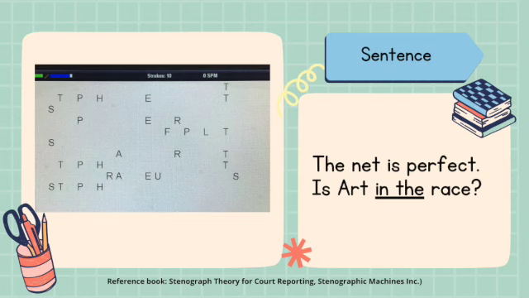And we have an example here, two sentences rather. So we have on the left side the stenograph notes and the right side are the sentences. So "The net is perfect." Another is "Are in the race?" Okay, that ends with a question mark. So you can see that's initials STPH. So without even reading the sentence yet, we can see that the sentence ends with a period and the sentence ends with a question mark, right?